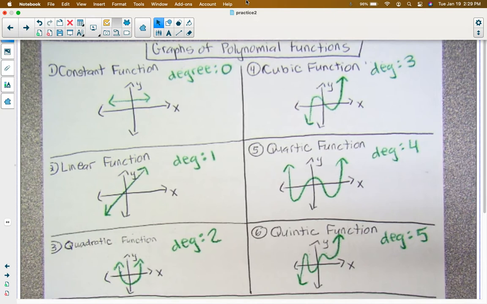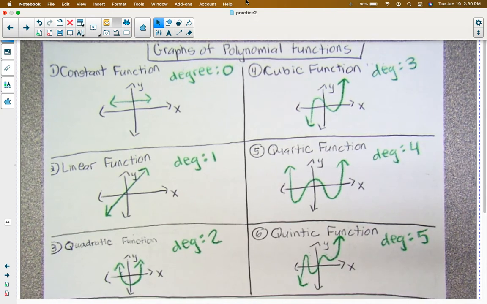Now I'm going to go through and introduce something called a turning point. The turning point is exactly what the name says. It's someplace in your graph where it switches directions. So where it changes from positive to negative, or where it changes from negative to positive. That point is called a turning point.